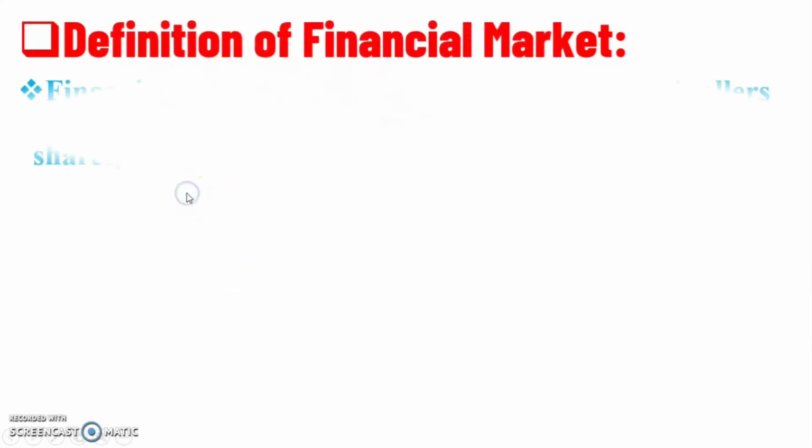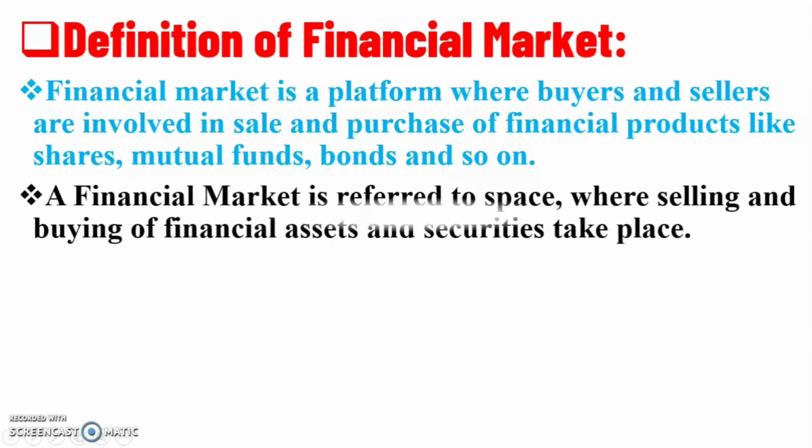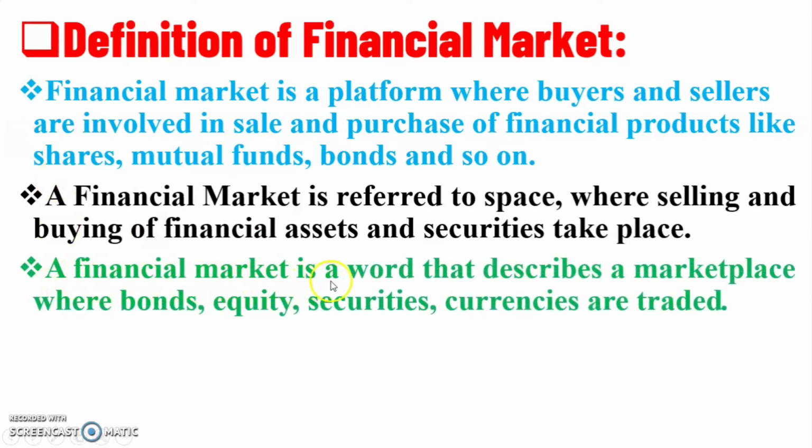Definition of financial market. Financial market is a platform where buyers and sellers are involved in the sale and purchase of financial products like shares, mutual funds, bonds, and so on. A financial market is referred to as a space where selling and buying of financial assets and securities take place. A financial market is a word that describes a marketplace where bonds, equity, securities, currencies are traded.